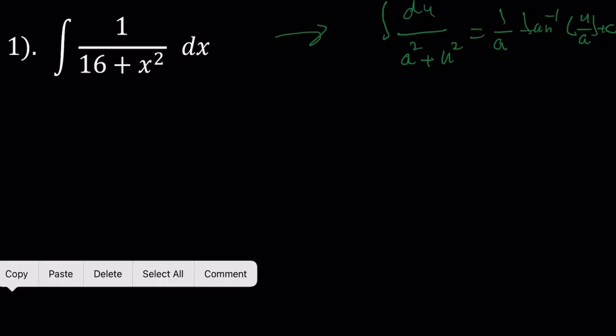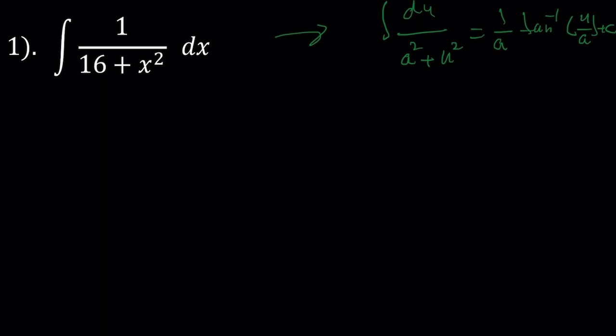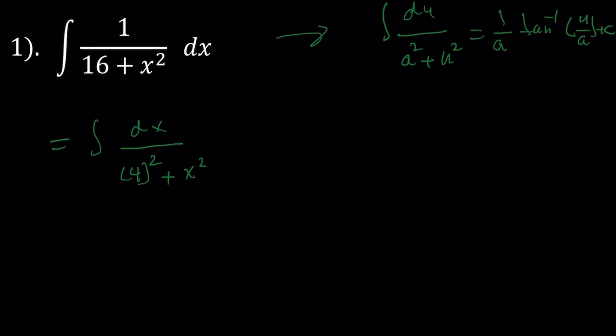In this problem, what I could do is not touch anything there. I'm just going to rewrite the problem. This is equal to the integral of dx over, instead of 16, I'm going to write 4 squared, plus, the next one is really my x squared. I'll write it down like that, the way it is. And then I'm going to go to the right. All the time we go to the right and write our notes.